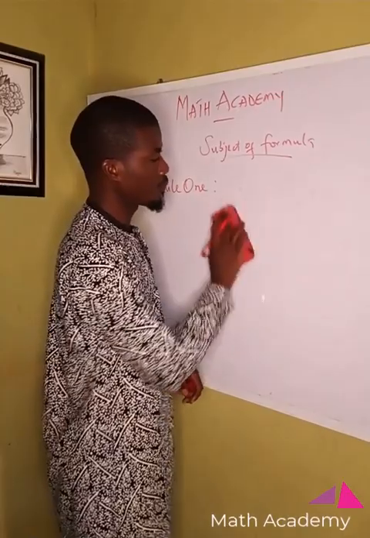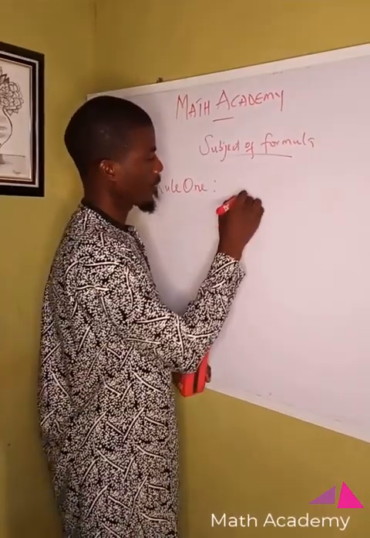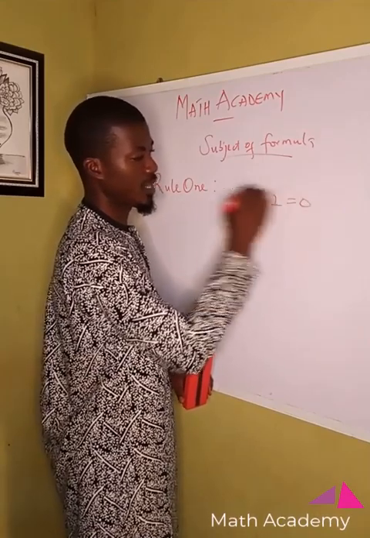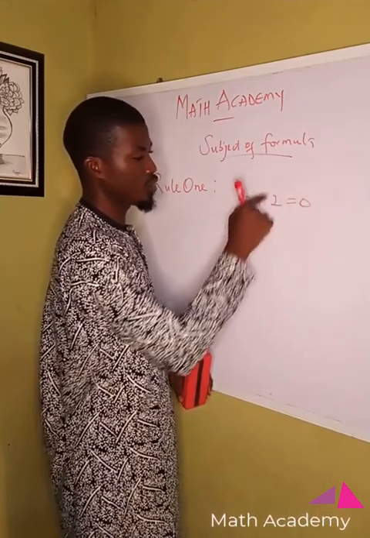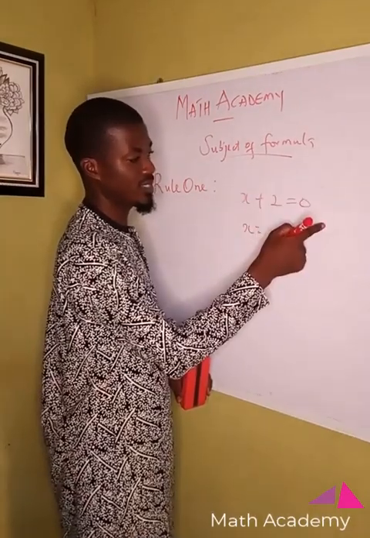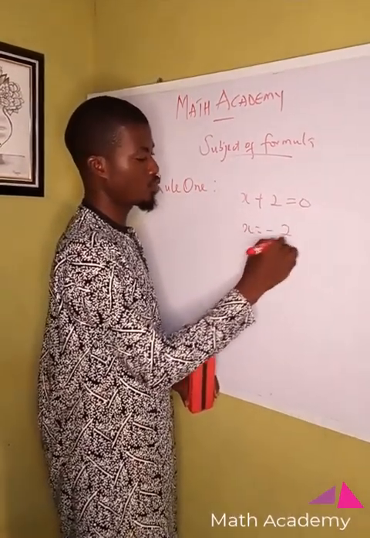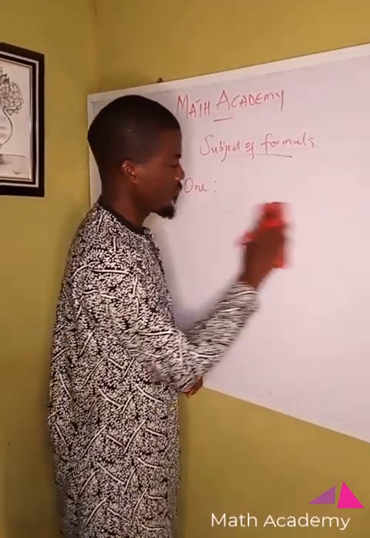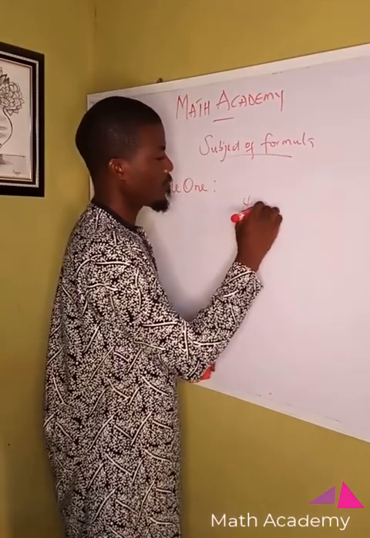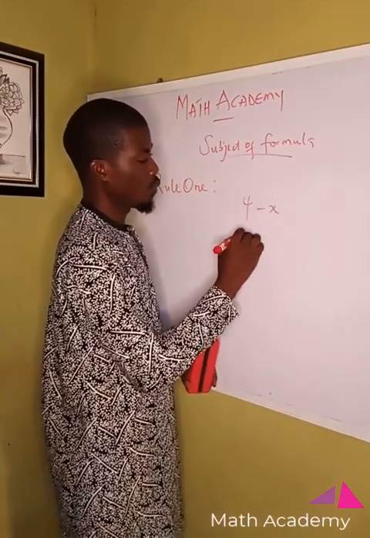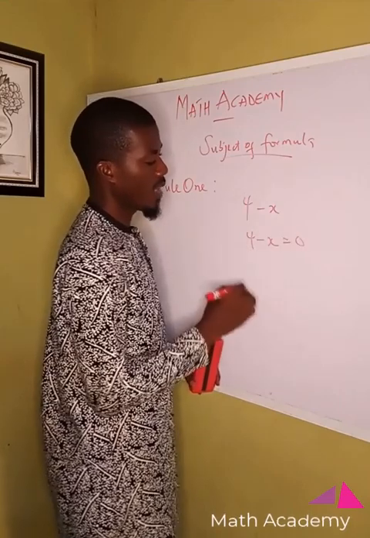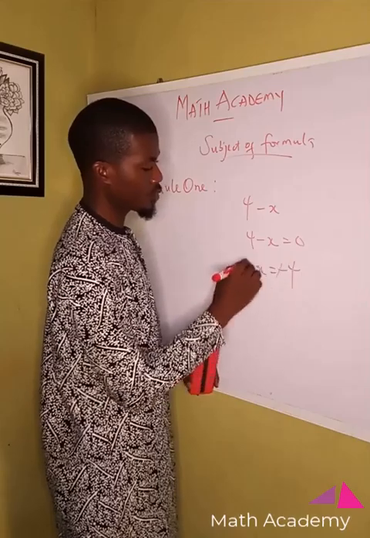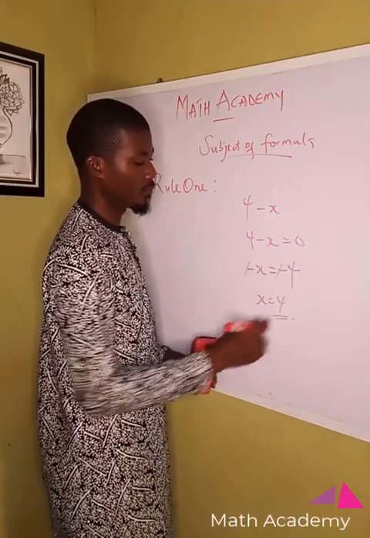Another example is, say, x plus 2. What do we do again? We equate it to 0. So x equals, push this 2 to the other side, it's a positive 2, so when you push it to the other side, it changes to minus. So that's minus 2. x equals minus 2. Another example is if we have 4 minus x, we also equate it to 0. So we say minus x equals minus 4. Minus cancels minus, so x equals 4.